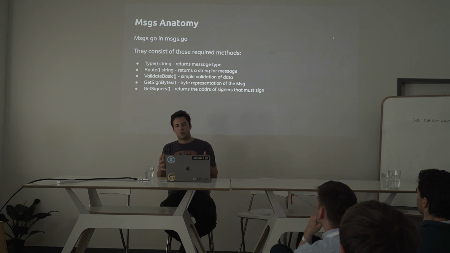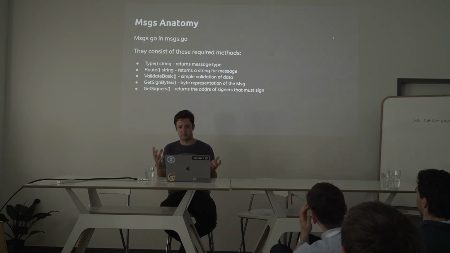So what's involved in creating a message? This is obviously a core abstraction here. Five pretty basic methods. Type and route are used to route the message internally to the proper module within the SDK, and then finally to the proper handler. Validate basic, these are stateless checks on the message's validity. So this is your first line of defense against spam or anything else.